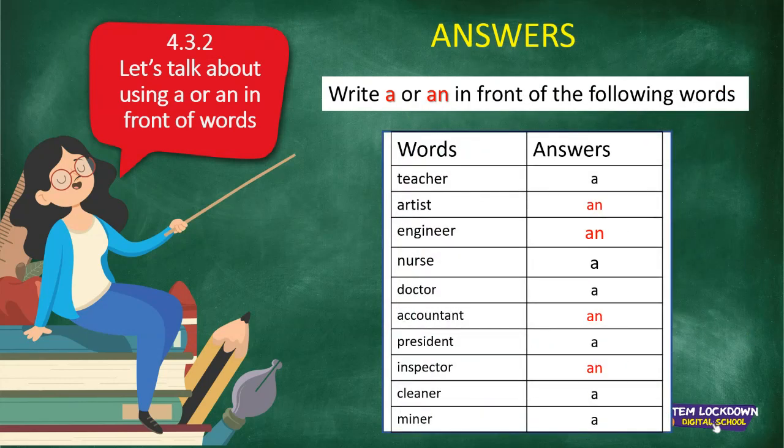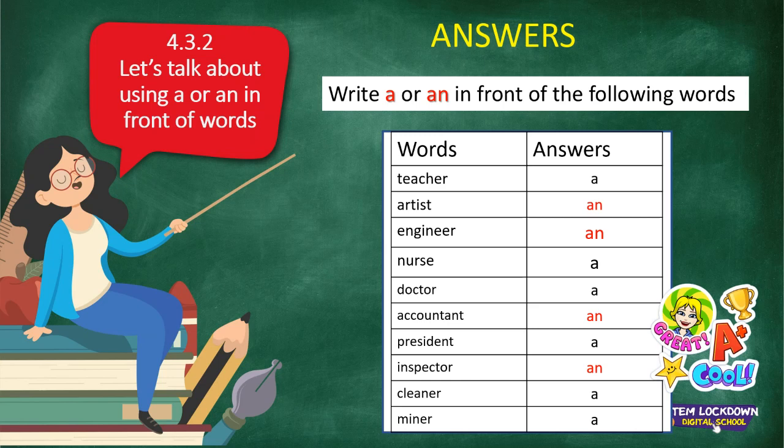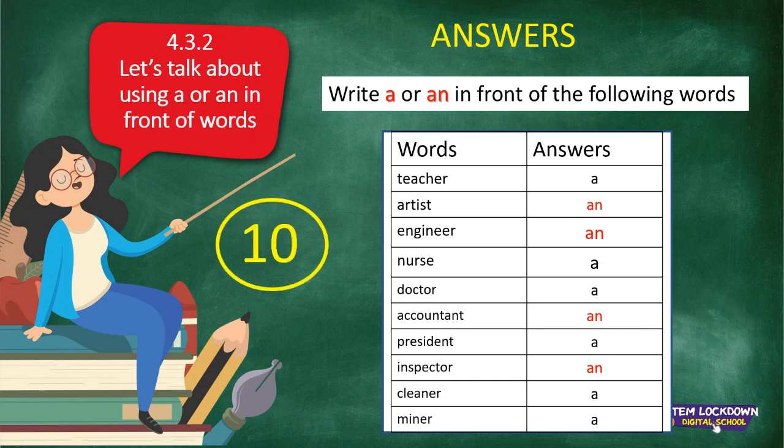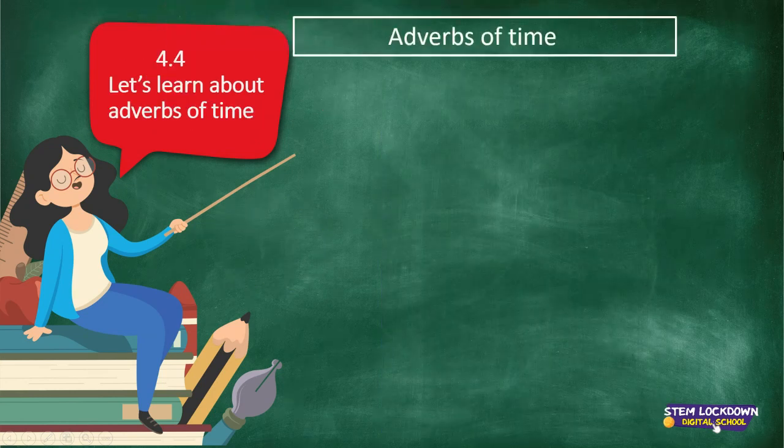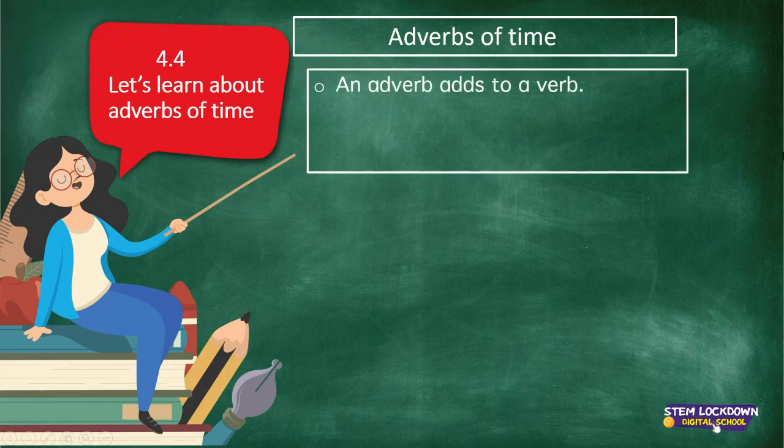So, a teacher, an artist, an engineer, a nurse, a doctor, an accountant, a president, an inspector, a cleaner, a miner. Got all those? Great. So those are 10 marks. Count your marks. Good, good. And then, of course, we did adverbs of time.